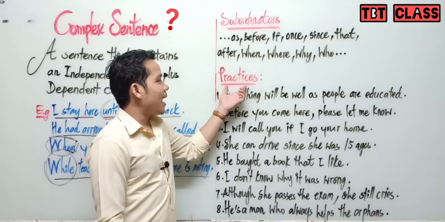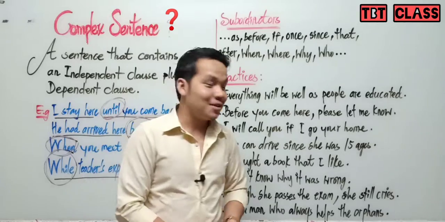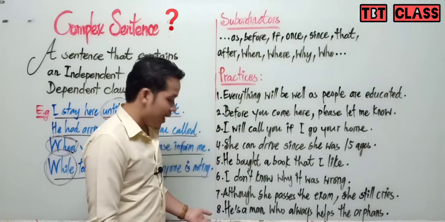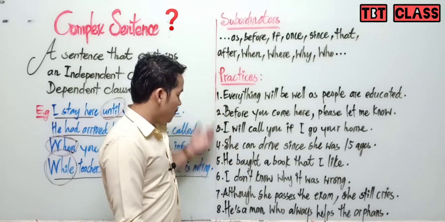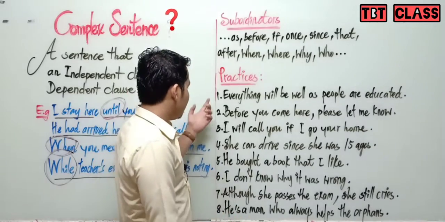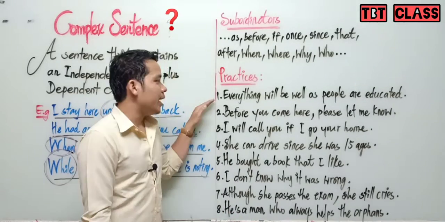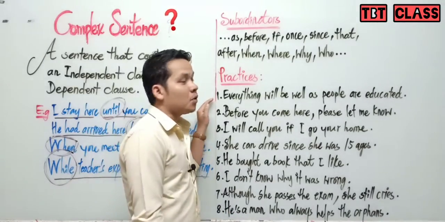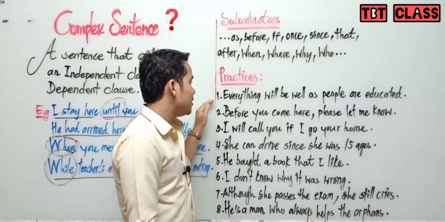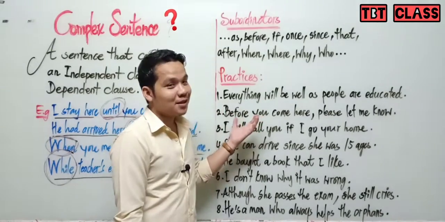Okay, so let's practice one by one with me. Everyone, let's practice. I give you sentences from number 1 to number 8. You can see number 1: Everything will be well as people are educated. This one we call a complex sentence.